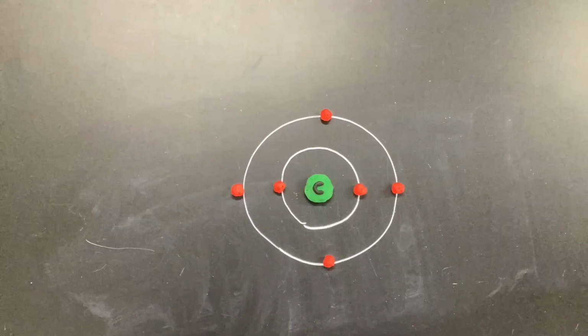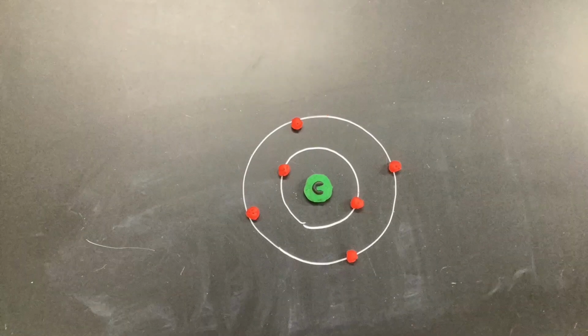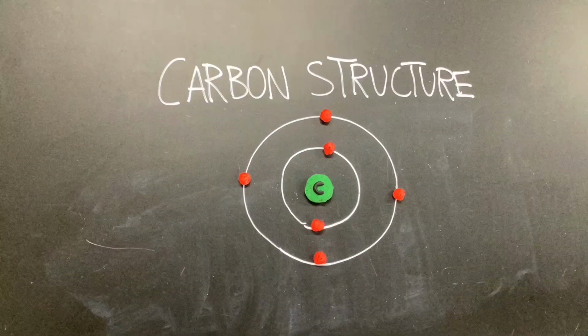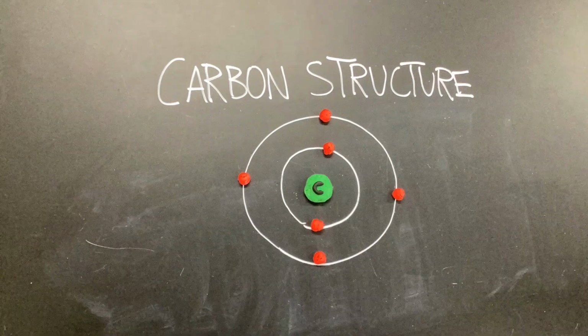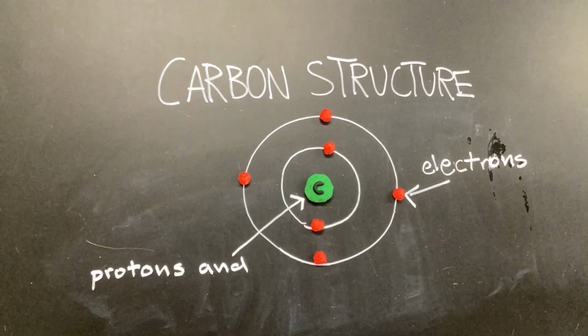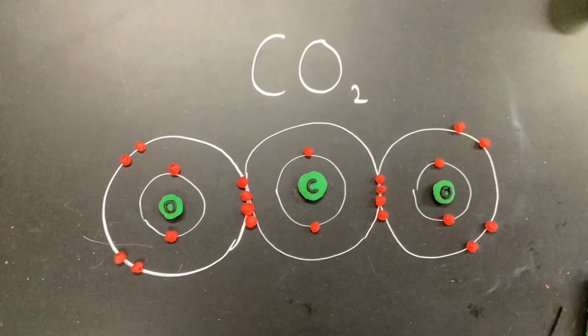Before we begin the story of the life of carbon, it is important to understand the structure of carbon. A carbon molecule is made up of 6 atoms and is able to form covalent bonds with other molecules due to its 4-electron outer shell. An example of this is carbon dioxide.